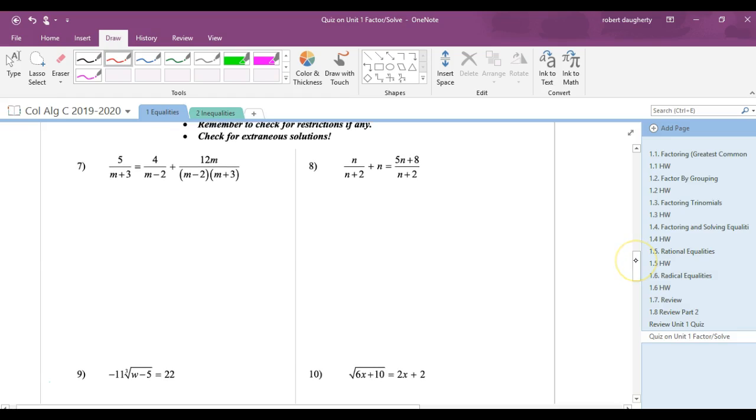Let's look at the next one. A lot of people struggle with this one. First off, what are the restrictions? I can never divide by 0. So m plus 3, no matter what it is, it will never be 0. So m can never be negative 3.